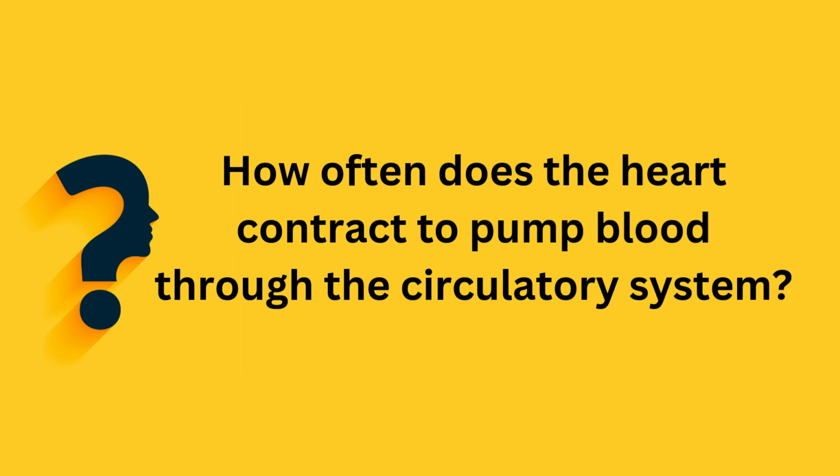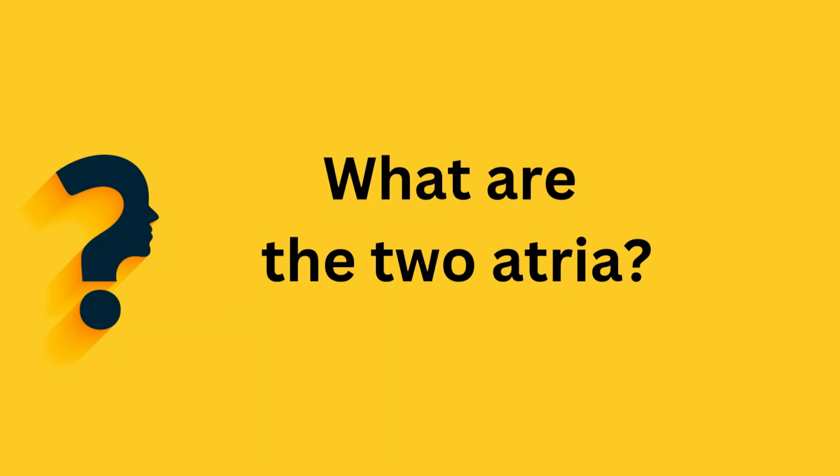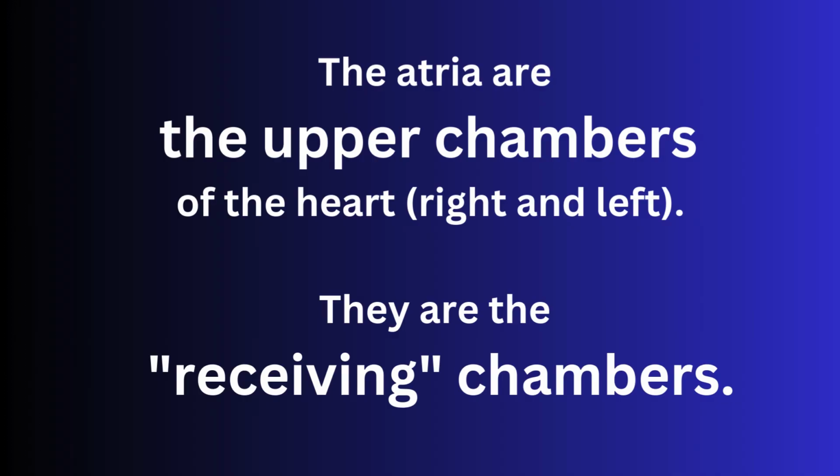How often does the heart contract to pump blood through the circulatory system? The heart contracts every 0.8 seconds. What are the two atria? The atria are the upper chambers of the heart, right and left. They are the receiving chambers.